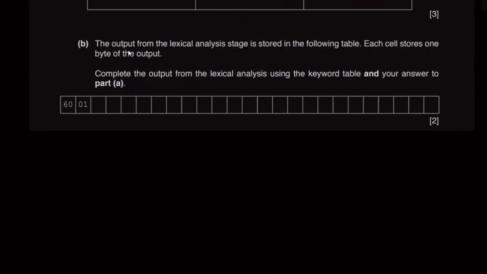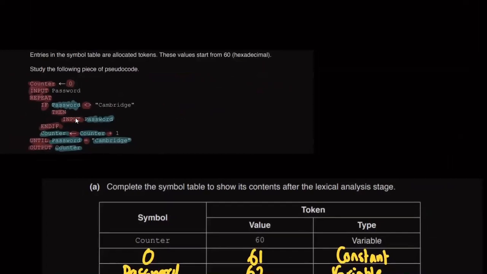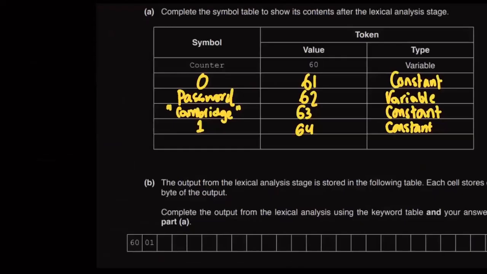So how is it performed? The output of the lexical analysis stage is stored in the following table. Each cell stores 1 byte of the output. So everything the computer performs is an output, right? Maybe it's not displaying on the monitor in front, but definitely that's an output. So what we actually do is, let's say counter. Counter has a symbolic value of 60. So we start with the value of 60.